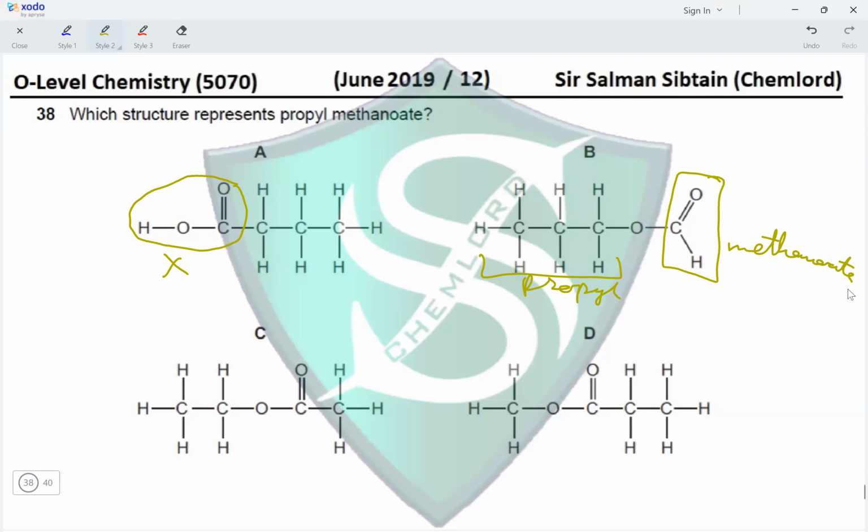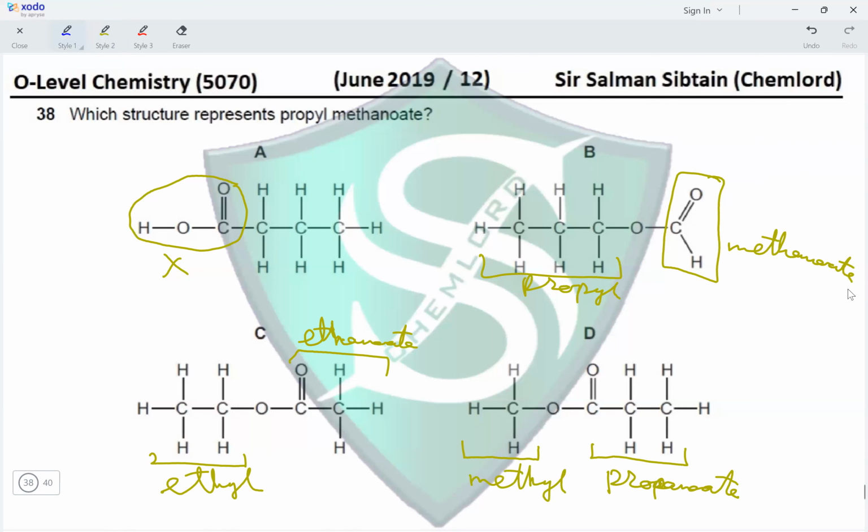In option C, we have a carbon atom attached to C double bond O, making the acidic part ethanoate, and the alcohol part contains 2 carbon atoms, so this becomes ethyl. In option D, the part attached to the C double bond O contains 3 carbon atoms, making it propanoate, and the part attached to single bonded oxygen contains only 1 carbon atom, making it methyl.